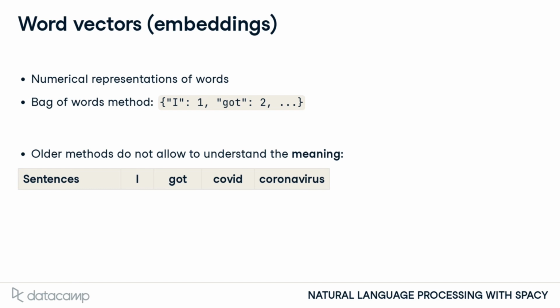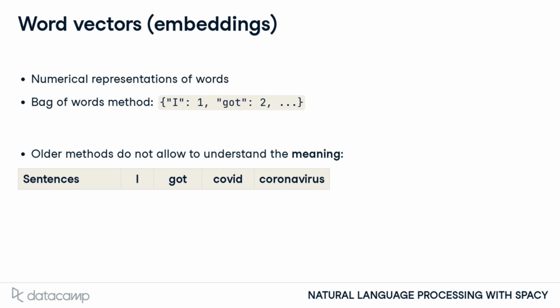Traditional methods such as the bag of words method take all words in a corpus and convert them into a unique number when creating word vectors. These words are then stored in a dictionary where I can be mapped to 1, got can be mapped to 2, and so on. The older methods allow a computer to understand words numerically, however, they do not enable understanding the meaning of the words.